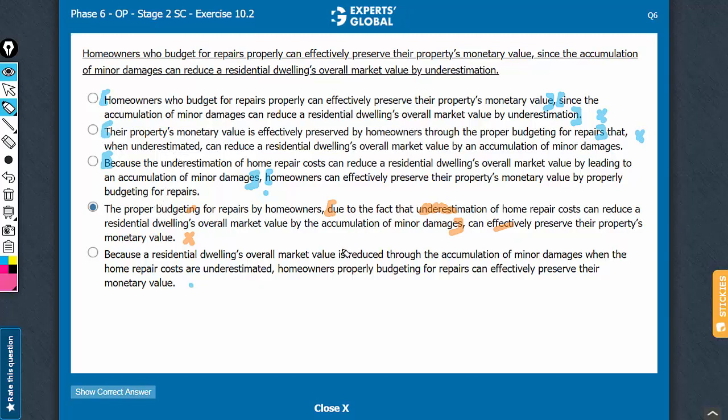I see a change in meaning here because of this word is reduced, whereas the original meaning is can reduce. And then a serious problem here, the usage of when. When is used for referring to a point in time which is not the intended meaning here. So answer choice E can also be eliminated. Let's confirm answer choice C now. Because the underestimation of something can reduce a residential dwelling's overall market value by leading to an accumulation of minor damages. So this entire part is the cause and then the effect. Homeowners can effectively preserve their property's monetary value by properly budgeting for repairs.